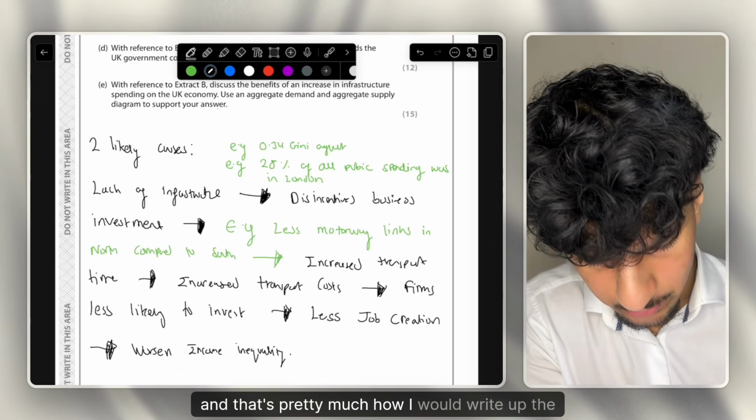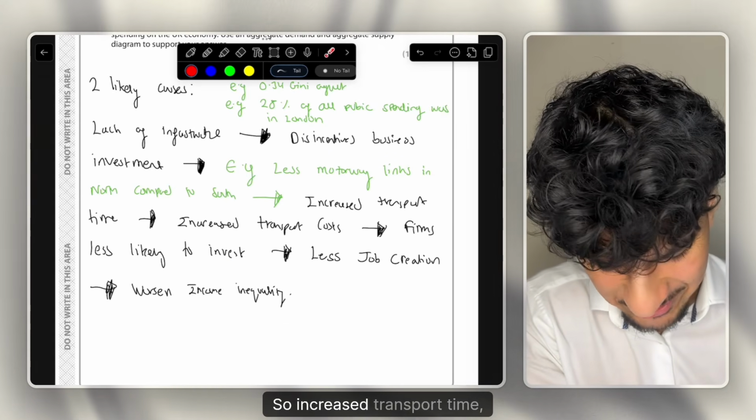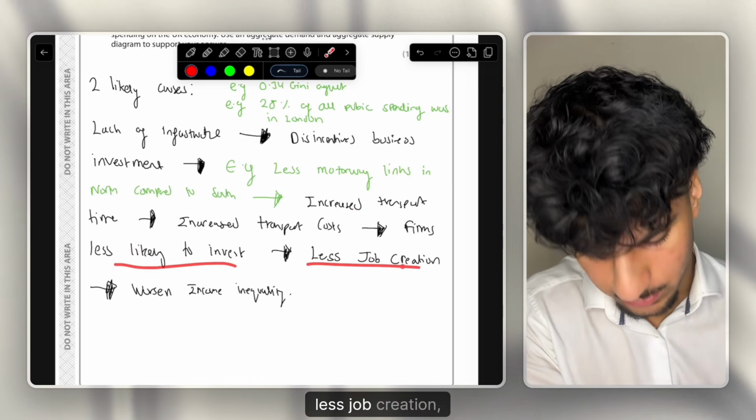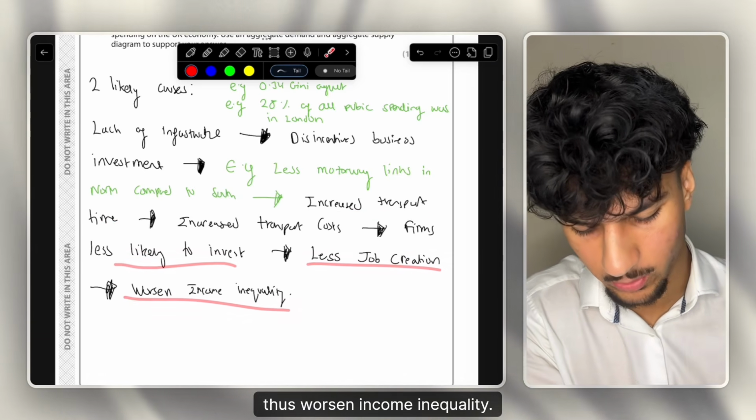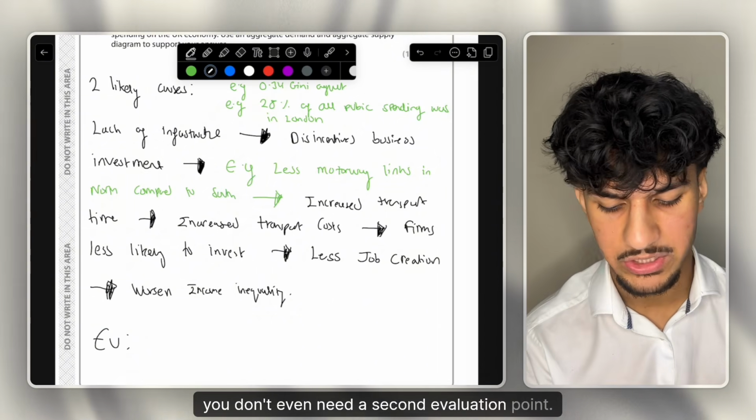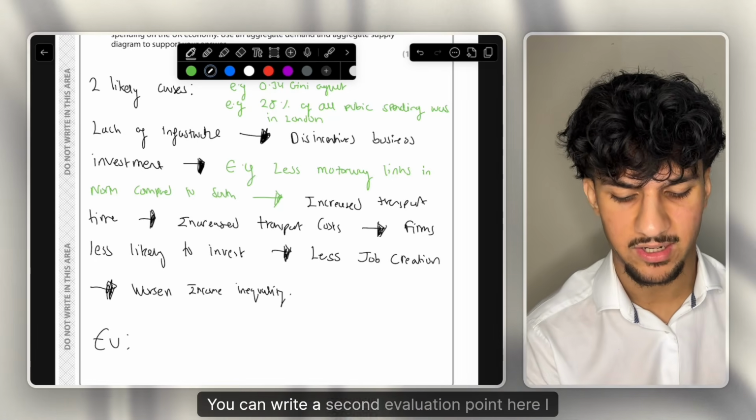And that's pretty much how I would write up the entire point. I'm not going to read that entire thing out, well, I might. So increased transport time, increased transport costs, firms are less likely to invest, less job creation, thus worsening income inequality. Now if your first evaluation point is what we mentioned, you don't even need a second evaluation point, but if you have good timekeeping, you have a bit more time, 100% you can write a second evaluation point here.